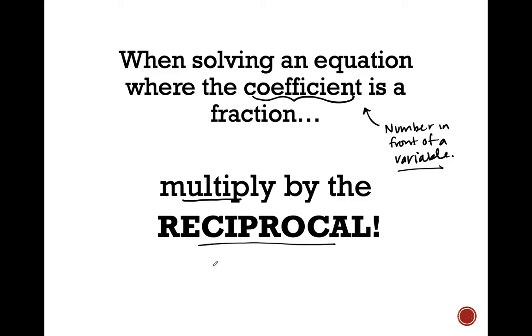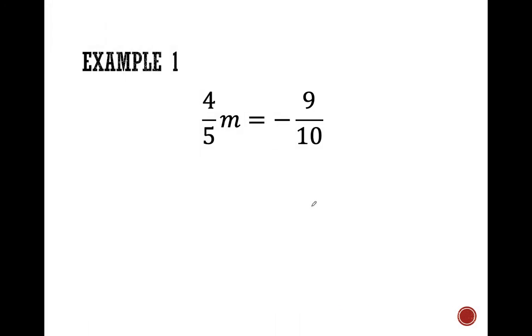If you remember from chapter 3, the reciprocal is when you flip the fraction upside down. So for example, if we have the fraction 2/3, the reciprocal of that fraction is 3/2. If we had negative 2/3, the reciprocal is negative 3/2. Reciprocals are not opposites. It's when we flip the fraction upside down. You might want to write that down in your notes also, just as a reminder what the coefficient is and what a reciprocal is. Let's take a look at our first example.